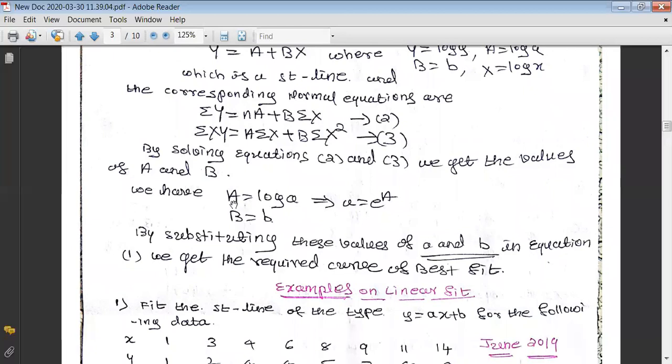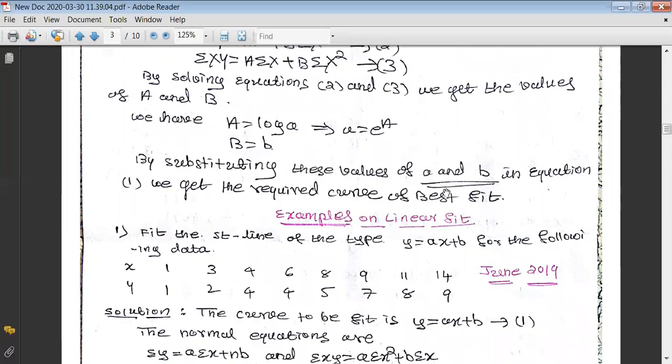We know that capital A is given by logarithm of small a. Therefore, small a is given by e raised to capital A. And we have denoted small b as capital B. That's why capital B equals small b. In this way, now we got the values of capital A and capital B.